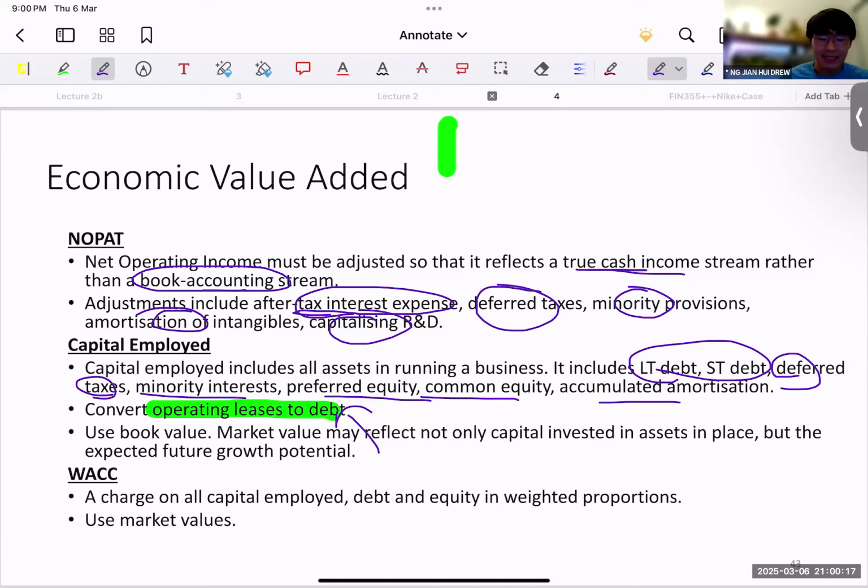But what I'm trying to say here is that the conversion of these operating leases to debt is no longer required, because the FRS has required the disclosure of operating leases in terms of the rights of use, which is the asset, and lease liability for the lessee.